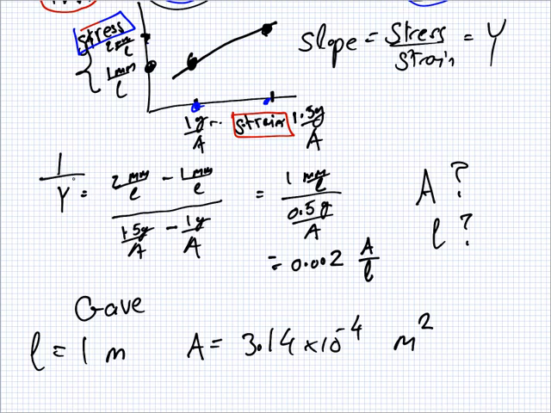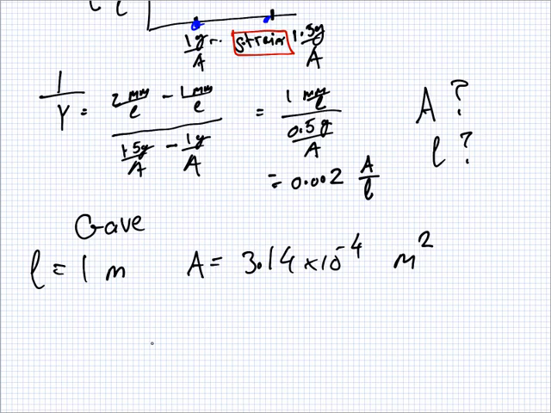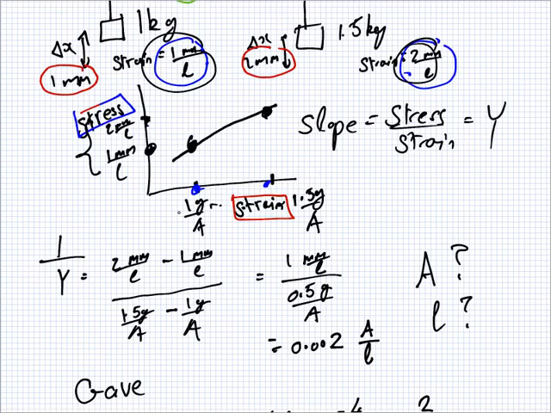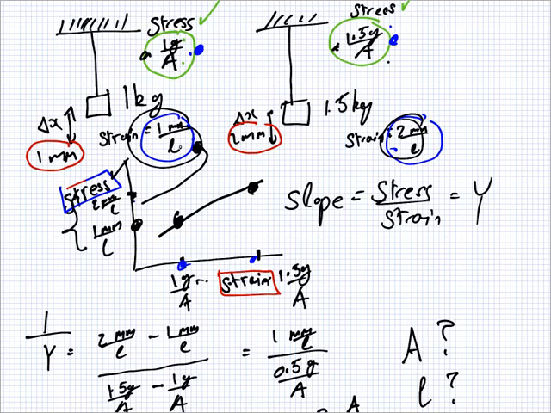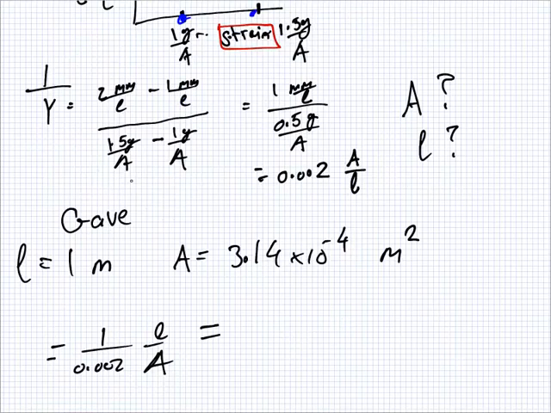Sorry, the answer should have been 1 over 0.002 L over A. My graph is wrong. Well, this is strain. No, I wrote stress, that's right, but stress is this number. I put the wrong number here. I should have put them down below. Terrible.